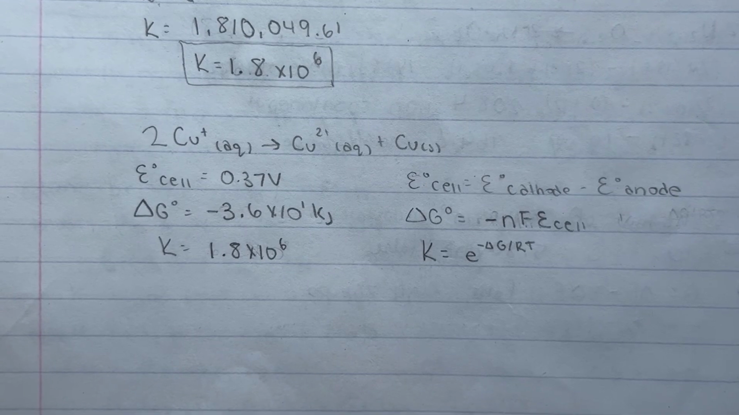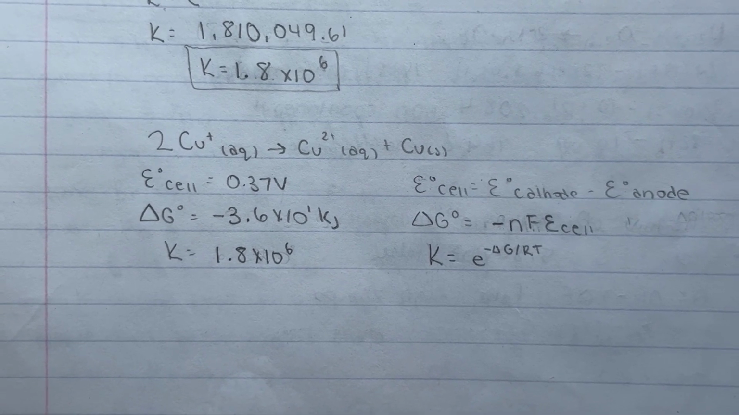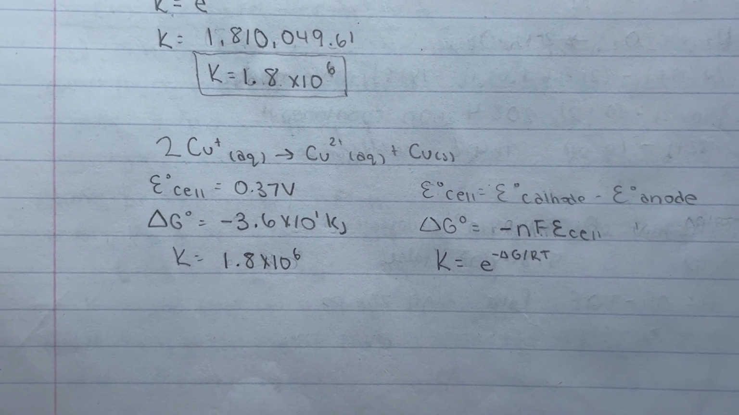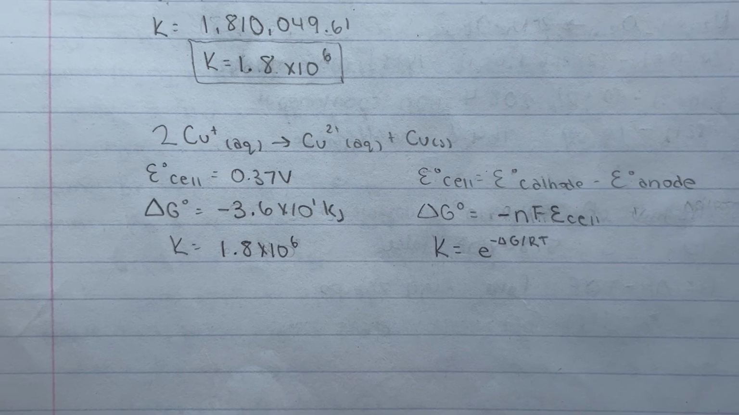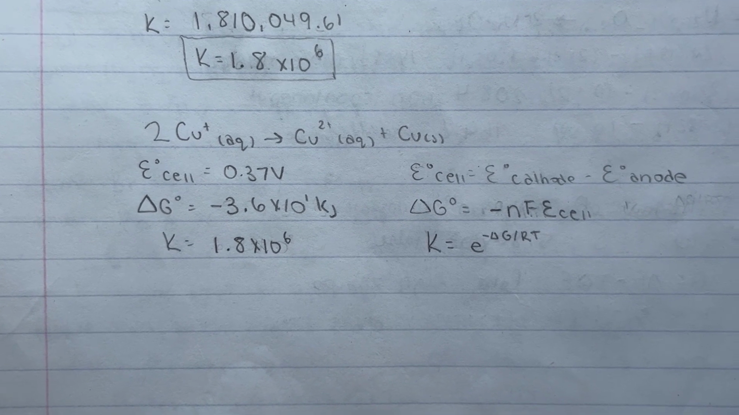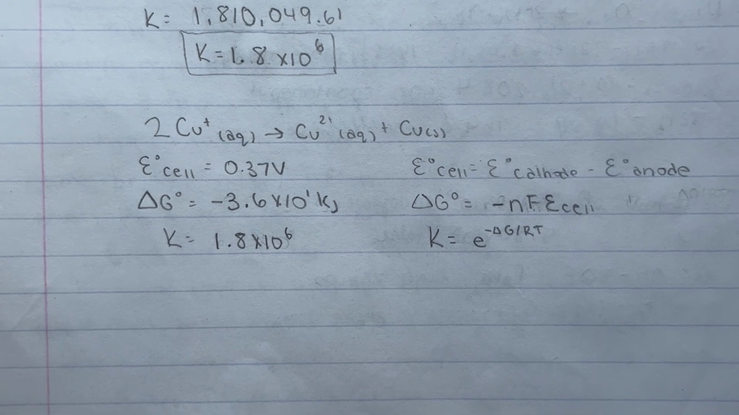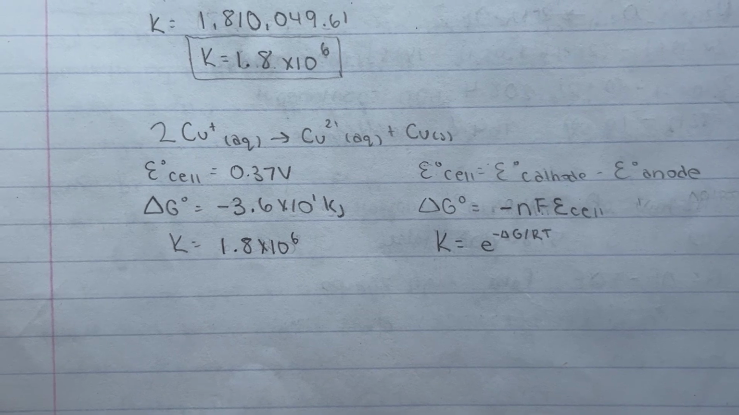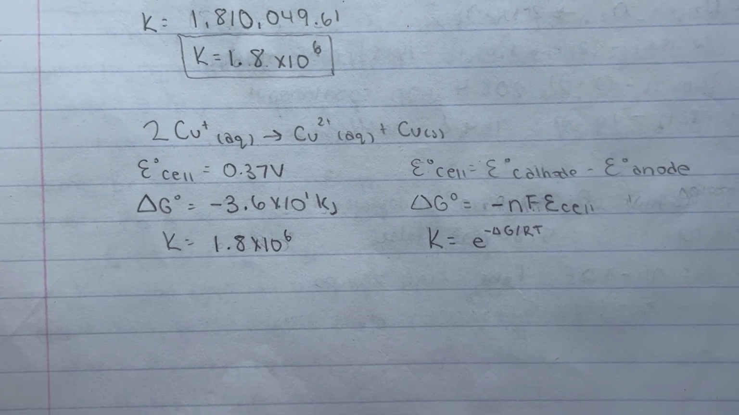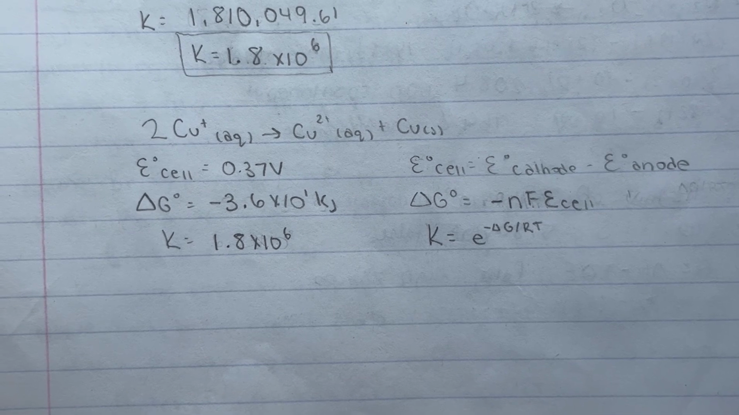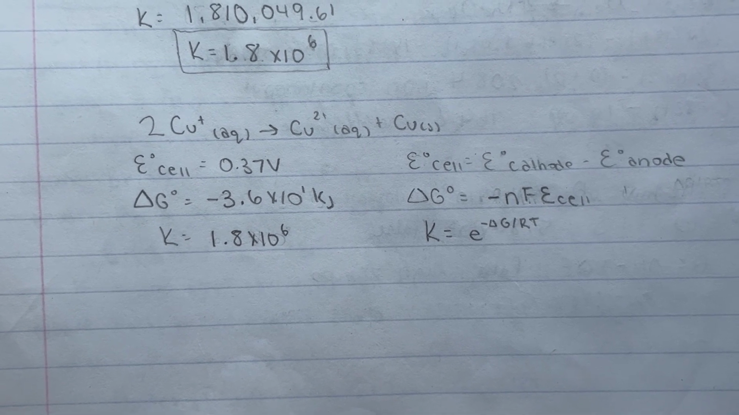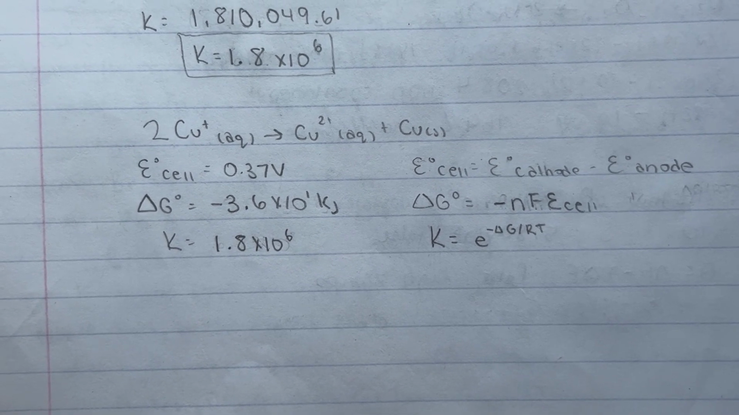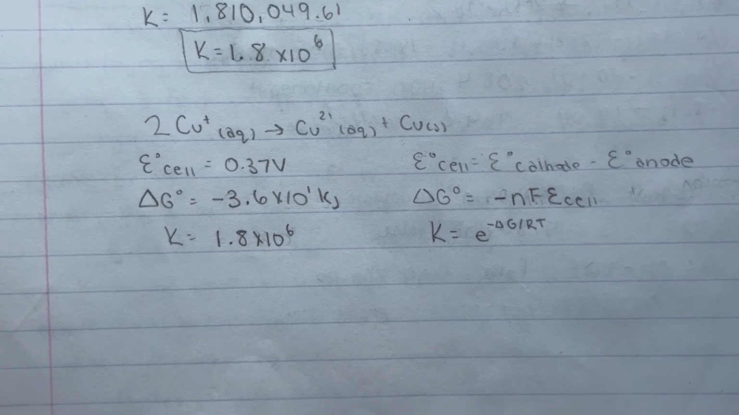In this video, we solved for E naught of the cell, delta G, and K for the disproportionation reaction that was given to be 2 Cu+ yields Cu2+ plus Cu. We did this by first calculating E naught of the cell using E cell equals E cathode minus E anode and found this to be 0.37 volts. Next, we used the Gibbs free energy equation, which was negative NFE of the cell, to find delta G to be negative 3.6 times 10 to the 1 kilojoules. Finally, we calculated the equilibrium constant by using the equation that was rearranged to be K equals E to the negative delta G divided by RT, and we found this to be 1.8 times 10 to the 6th.